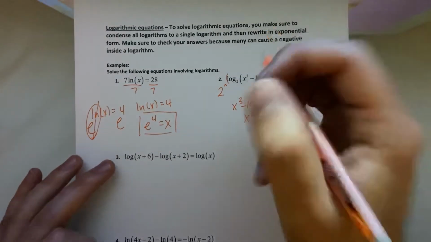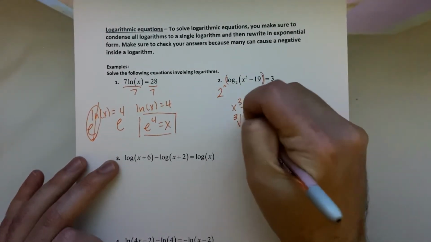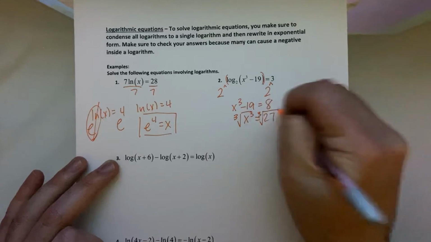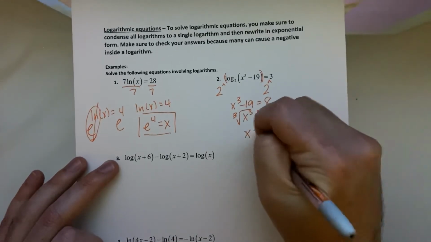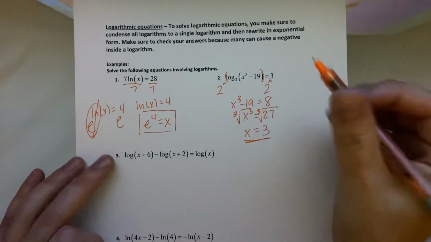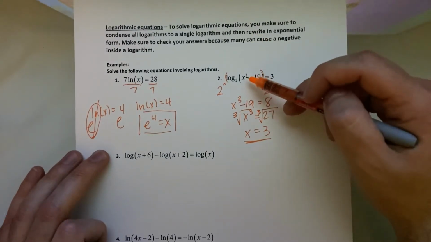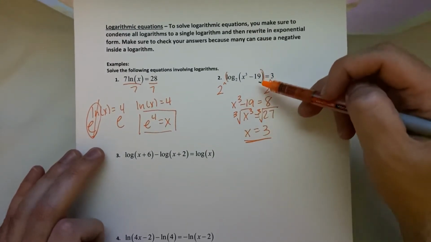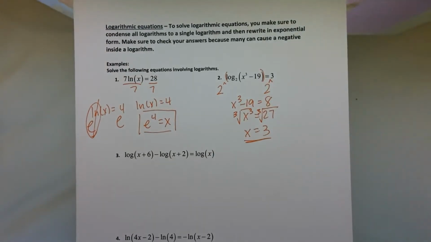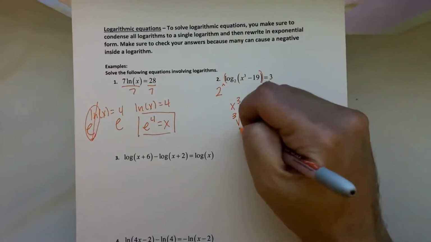Add the 19 over to get x cubed equals 27. And to get rid of the cube, we take the cube root. Cube root of x cubed equals the cube root of 27, which means x equals 3. Now again, I would plug this back in just to make sure. 3 cubed is 27. 27 minus 19 is 8. So I don't have a negative number inside the logarithm, so it should be fine.